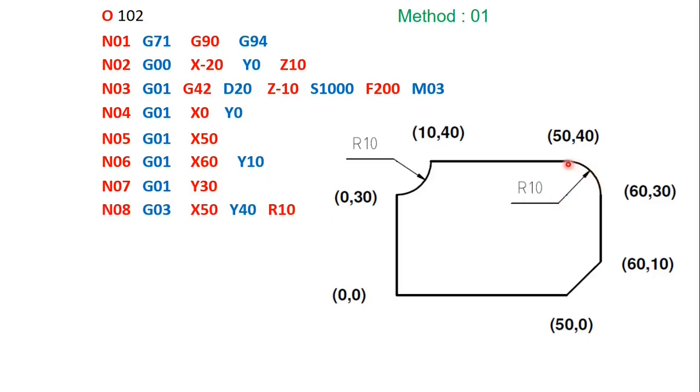I have to take a circular. So what is the definition of circular? See, this one is anti-clockwise. You can see the motion is anti-clockwise. So what is the G code for it? G03. This is circular interpolation anti-clockwise. Here you can see it is moving anti-clockwise. So that is G03. Then I have to define the endpoint. This is my starting point, and the endpoint is 50 40. So I have defined the coordinates of the endpoint. And what is the radius of this curve? R10.